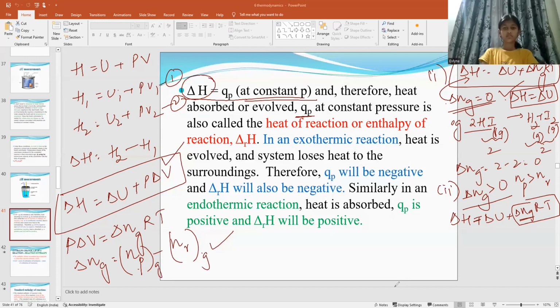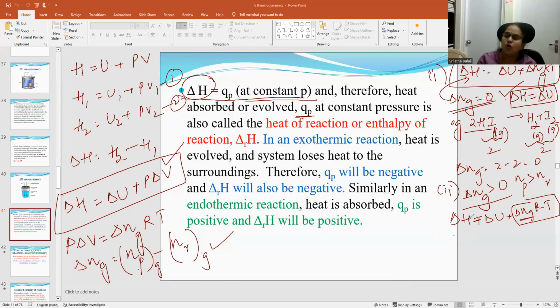Greater. Yeah. So if delta Ng is greater than 0, delta H will be greater than delta U. This is something that you should be in a position to analyze. So coming to an example, consider this example. PCl5 is heated to give PCl3 and Cl2. All are in gaseous state.